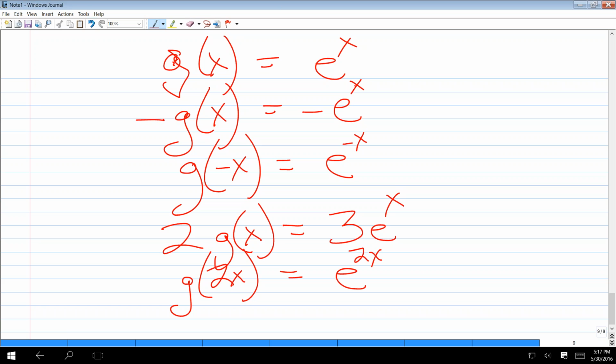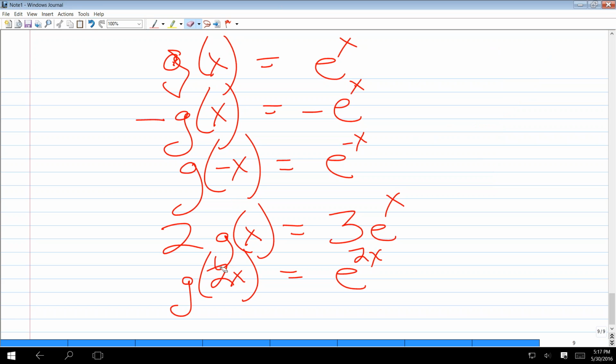So if I see e to the 2x, I know that 2 is a horizontal compression factor. It takes my e to the x curve, which looks like this, and compresses it. So it's like that. Okay. And I guess if it was a fraction, then it would make it fatter. Yes, very good. If this is a fraction, it makes it fatter.